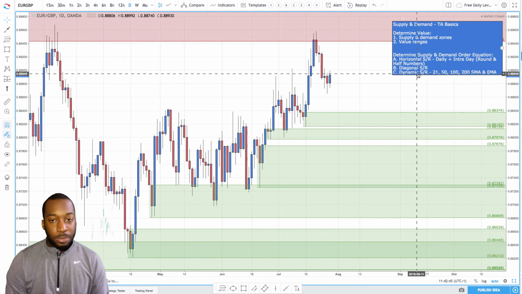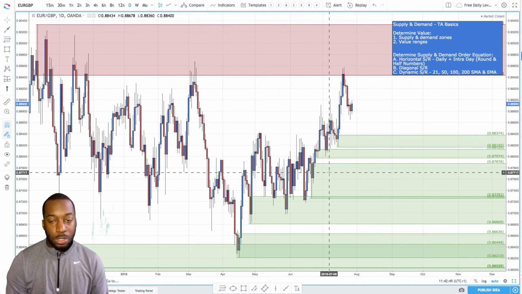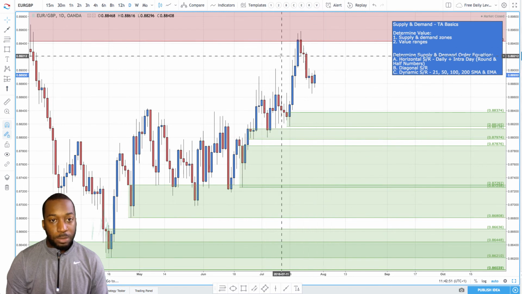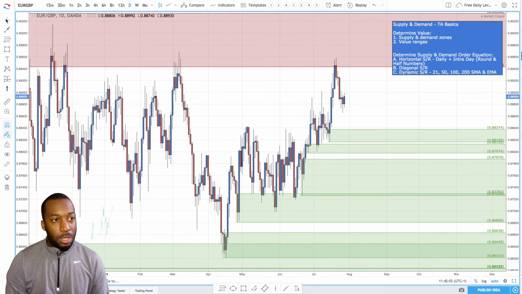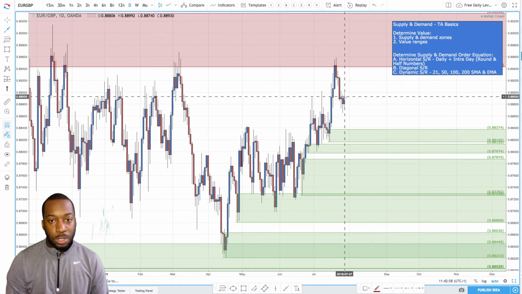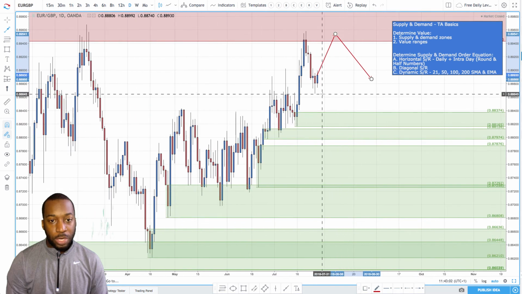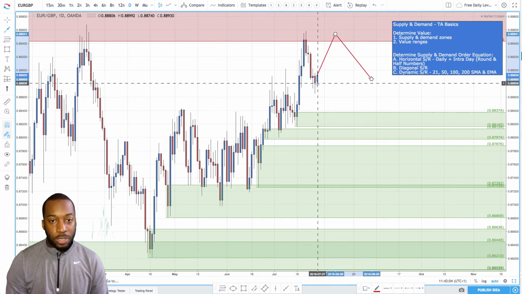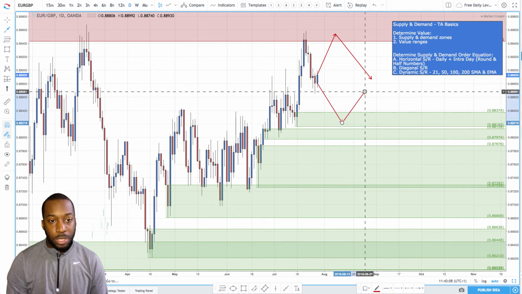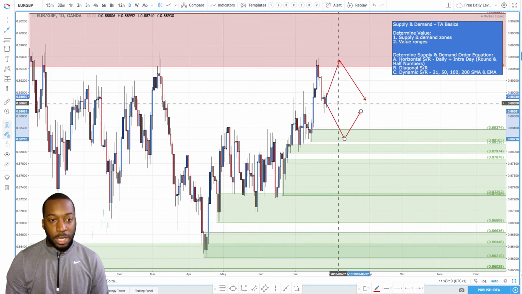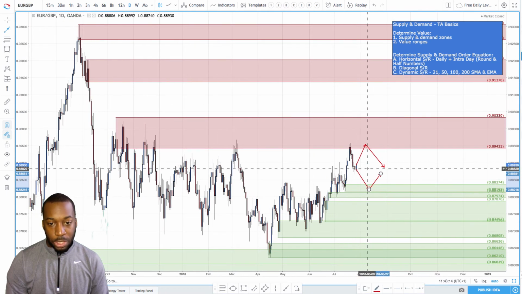Euro pound, right? We did react off of this area here. So if we're looking for a sell trade, this is where you'd be looking to try and get short. Looking for a buy trade, if prices do drift down into this first demand zone, this would be the area you'd be looking to try and get long, right? That's pretty much that analysis.